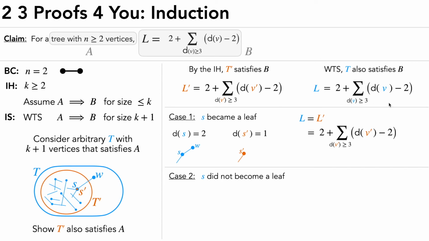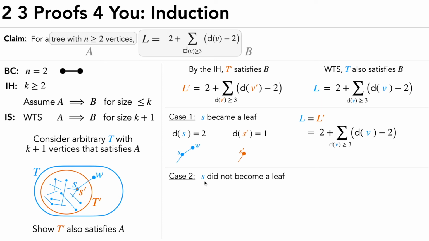Looking closer at what we want to show, the last question is, can we just change all of these V primes and turn them into V's? Turns out, yes, we can. Because when we were summing over all of the V primes, we were actually summing over the exact same vertices as when we sum over the V's from T. This is because the only two vertices that were affected, S and W, aren't included in the summation. W, being a leaf, has degree 1, and S, in this case, has degree equal to 2, so neither of them show up in the summation. So it doesn't matter whether we sum over the vertices in T prime or T, it'll be the same summation. So this case checks out.